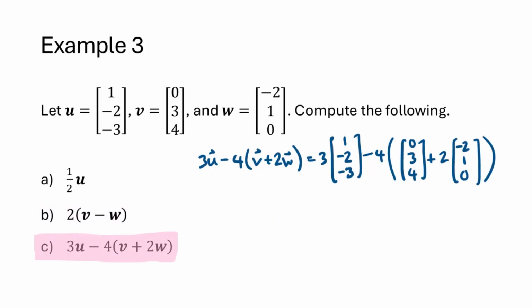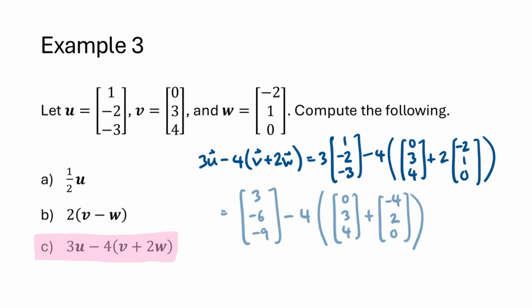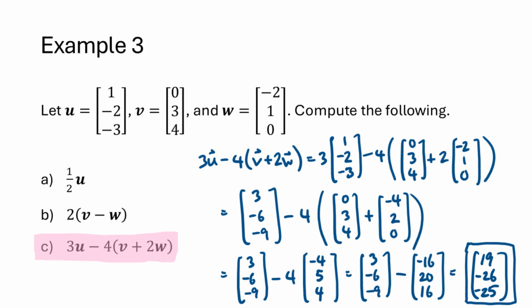Finally, to compute 3u minus 4 times the quantity v plus 2w, again we apply PEMDAS. This means that we need to compute the expression inside our parentheses first. So the first thing we need to do is multiply 2 times w and then add v plus 2w. That gives us the result -4, 5, 4 from the parentheses. And then we have to compute 3u minus 4 times that result. And the final answer here is 19, -26, -25.